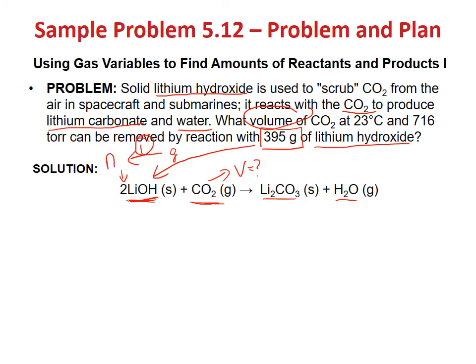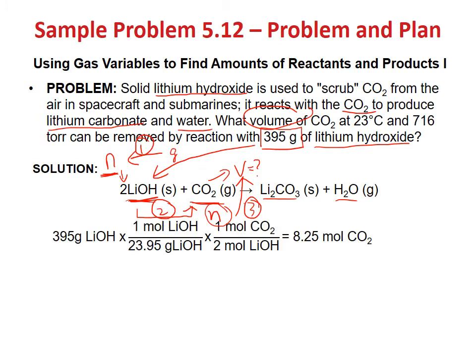That's the first step. When we have moles of lithium hydroxide, we can convert to moles of CO2. That's the second step, using stoichiometry. And then the third step, when we have moles of carbon dioxide, we use the ideal gas law to calculate the volume. So for the first and second steps, we use grams of lithium hydroxide divided by the molar mass of lithium hydroxide, which is 23.95 grams. So grams cancel, giving you moles of lithium hydroxide.